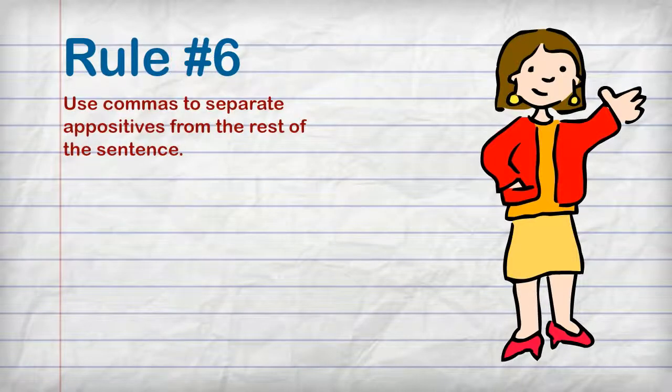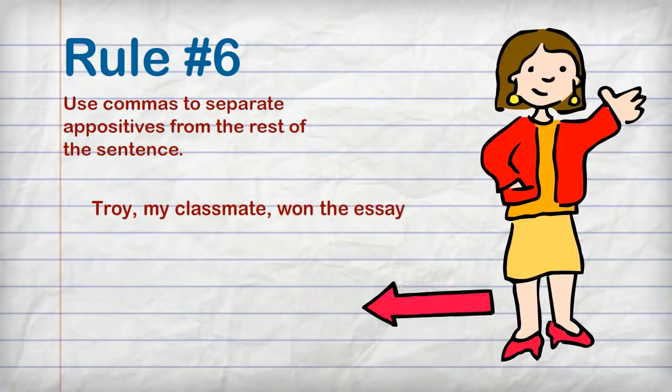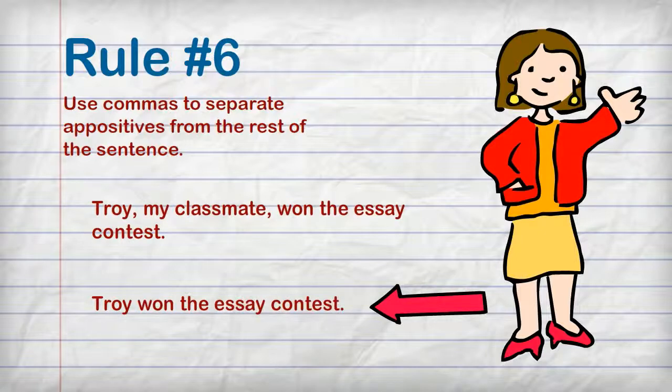Rule number 6. Use commas to separate appositives from the rest of the sentence. An appositive tells who the person is that you're talking about. You can leave that out and the sentence will still make sense.